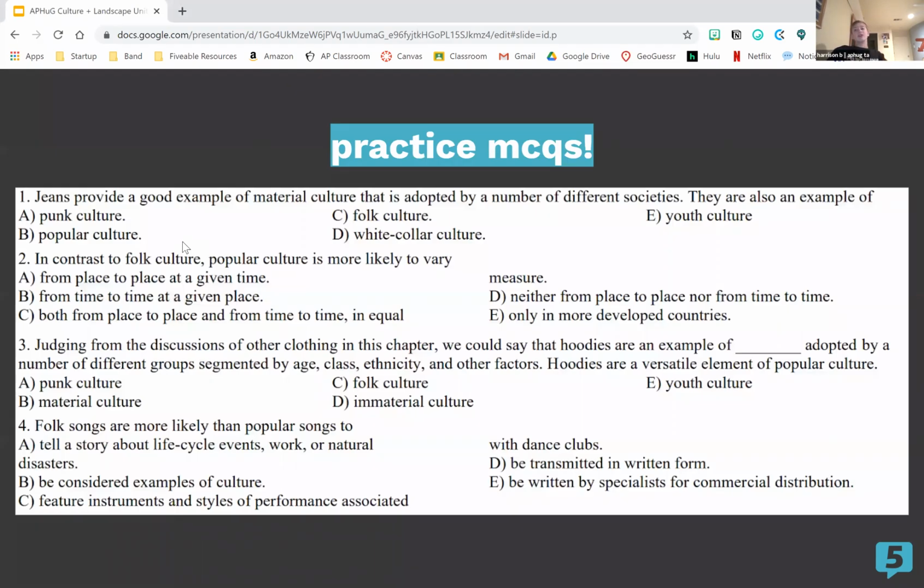So practice multiple choice, yay. I know we've looked at FRQs recently for Unit 2, but I think multiple choice is pretty important too, because it's half your score. So practice multiple choice. Number 1: jeans provide a good example of material culture that is adopted by a number of different societies. They're an example of what?